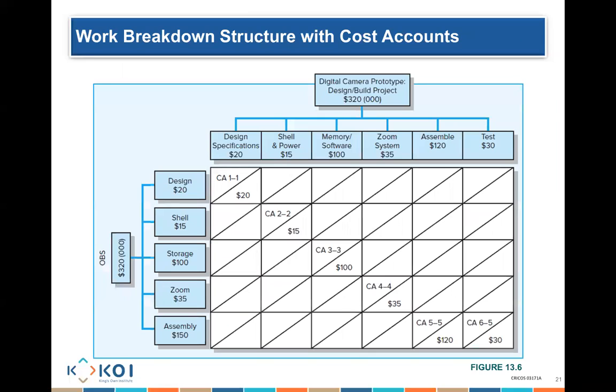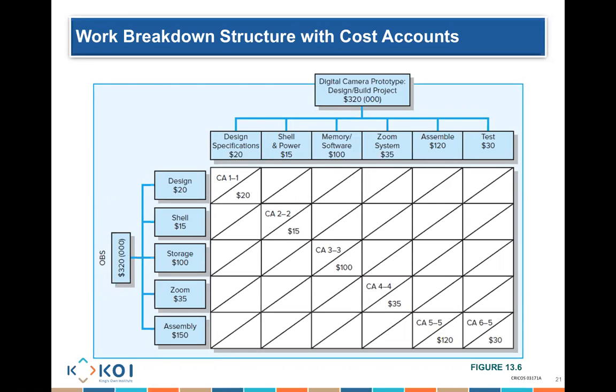So look at this example. In this example, we see that we have more than one task: design, shell, power, memory, and so on. And you can see there's a cost account for the first activity. It's going to cost me $20. Cost account for the second activity is going to cost me $15. Third, fourth, fifth, and sixth. And it's telling you how much each activity is going to cost you. But you don't simply want to know how much each activity is going to cost you. You want to know when you are going to be spending that money.